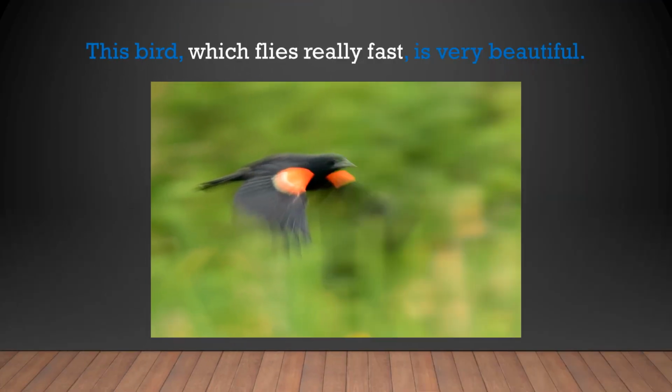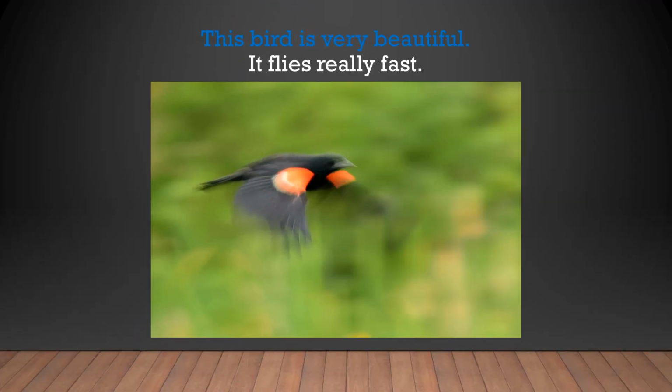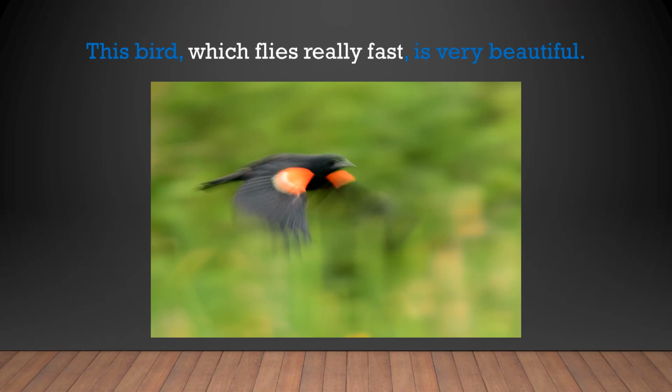Another example. This bird, which flies really fast, is very beautiful. The two pieces of information are: this bird is really beautiful. It flies really fast. Combined, we say this bird, which flies really fast, is very beautiful.